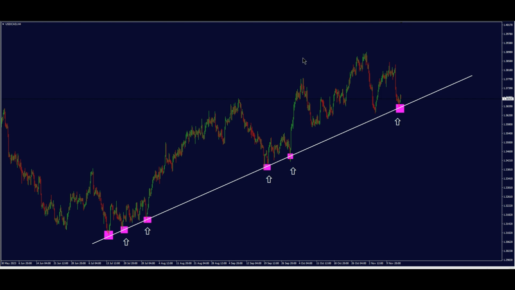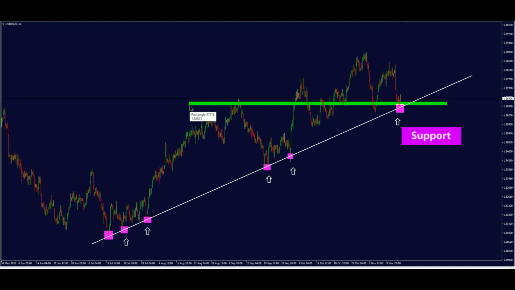Okay, let's show the static support for USD CAD, and we can see this static support here. Look at this perfect static support for USD CAD, and here, 1.36677. This is perfect support for USD CAD.